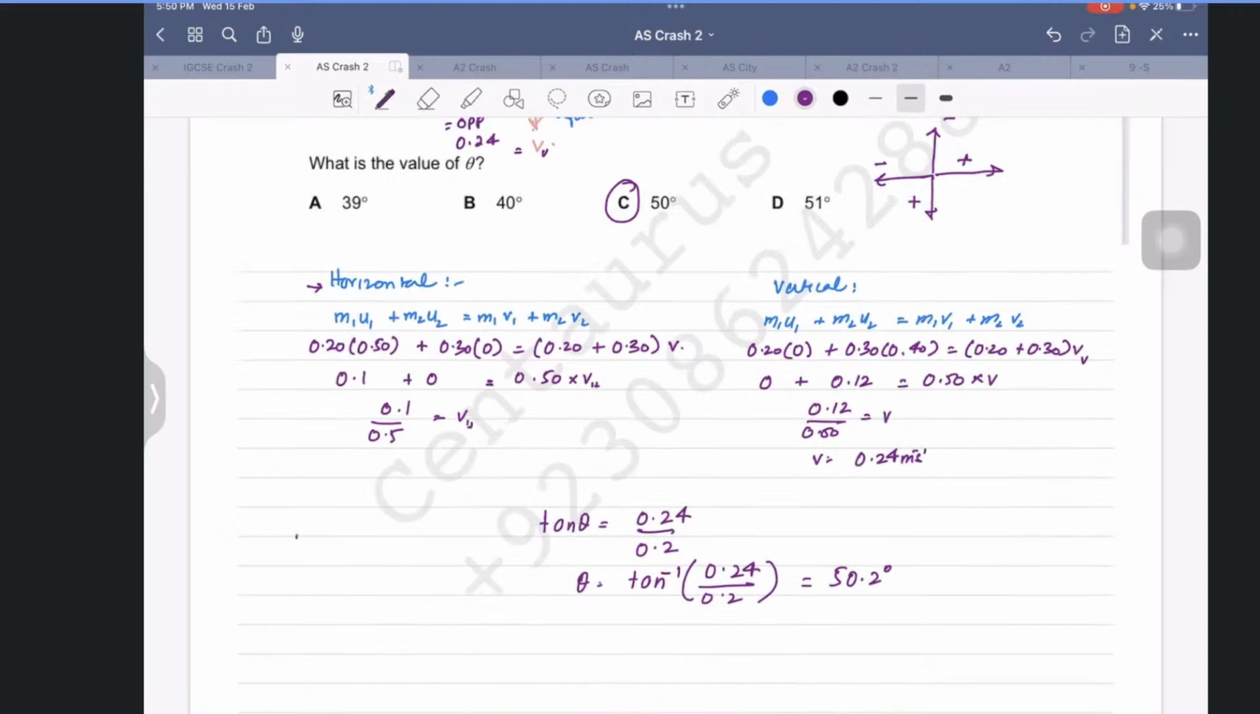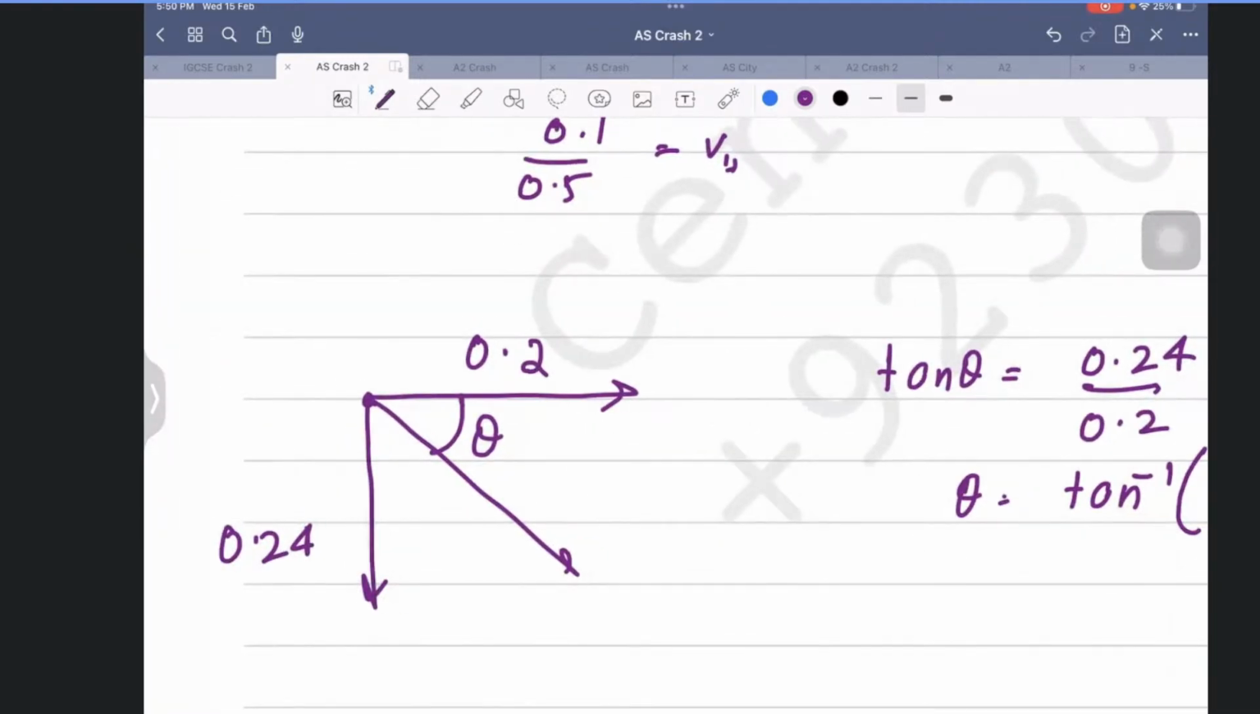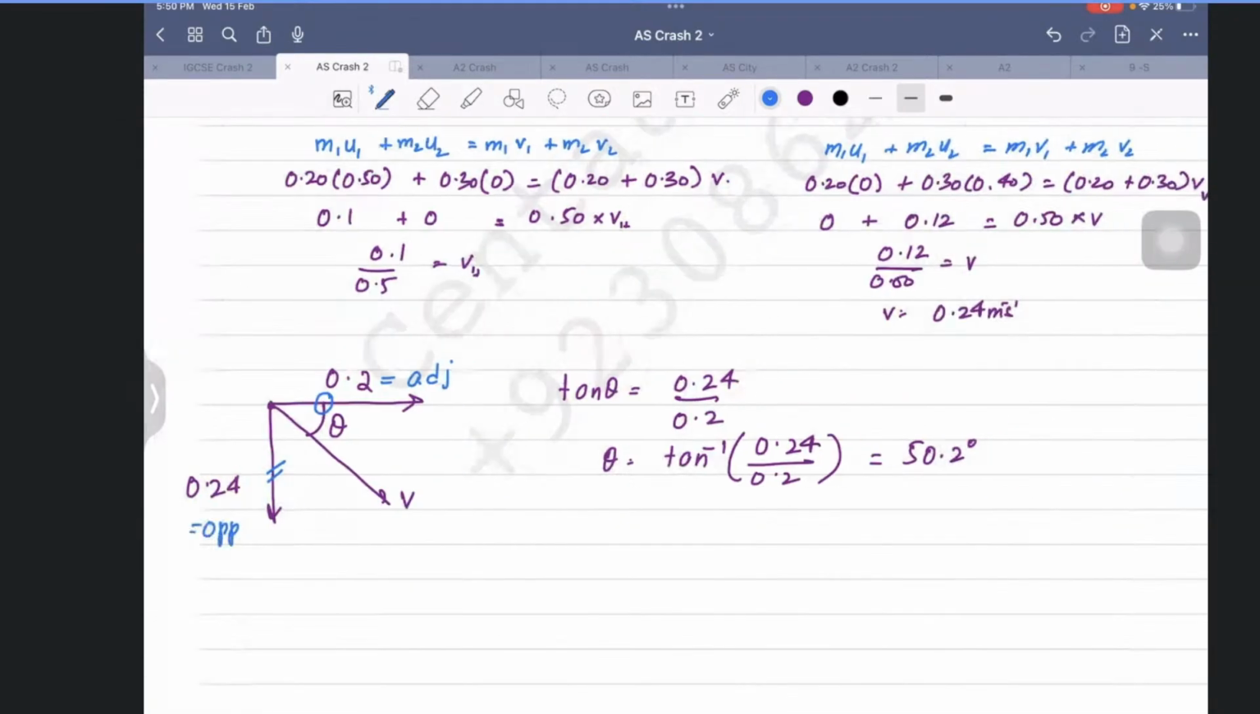So basically my vectors were like this. This is the angle, this is 0.2, and this is 0.24. If you look at this vector, this is the v. This side is next to the angle, which makes it adjacent, and this side is opposite because it's not next to the angle. Tan theta itself is basically opposite over the adjacent, and that's why I did it. Do you understand, Ryan?